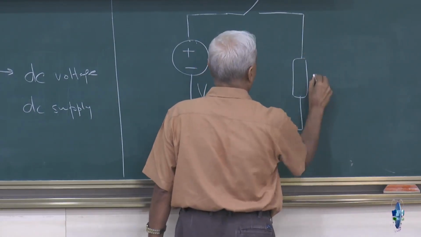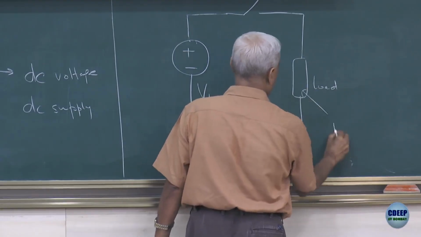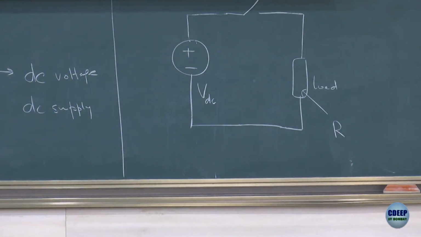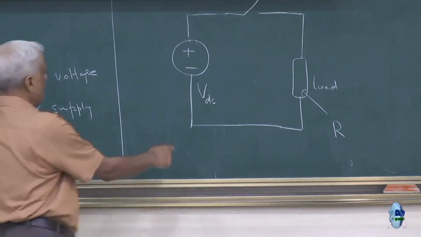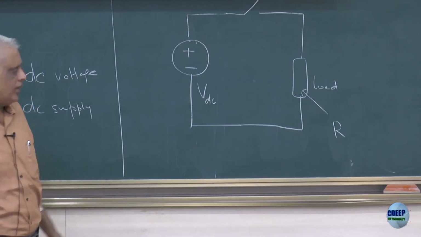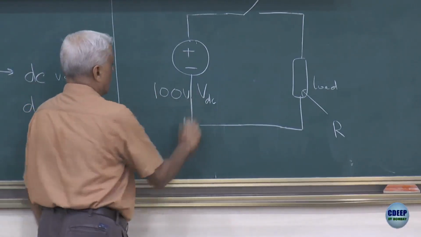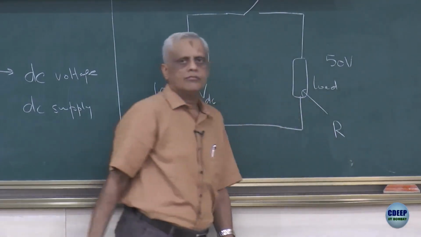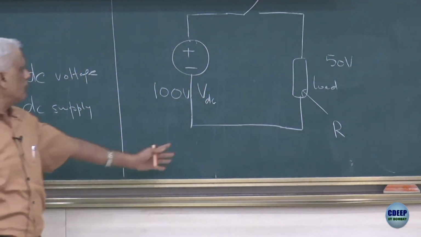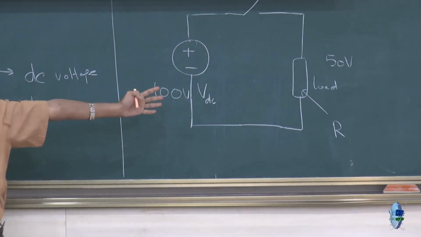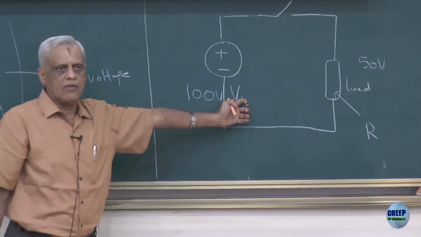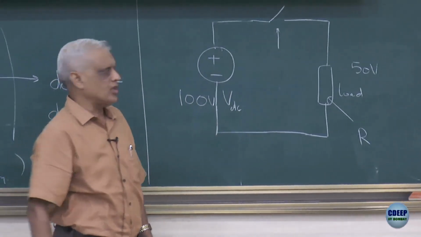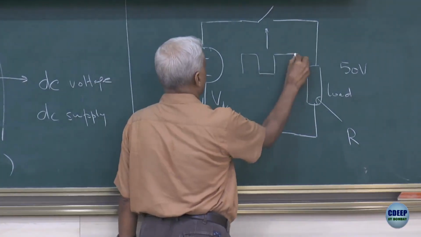Again, I show this load as a box, but for our simplification of analysis, you may assume that this is resistive. Now, as I was trying to construct the story, let's say this is 100 volts and you want to get only 50 volts here. So we can use this circuit as a typical conventional chopper circuit, and I can give an on-off signal to this electronic switch, which is something like this.